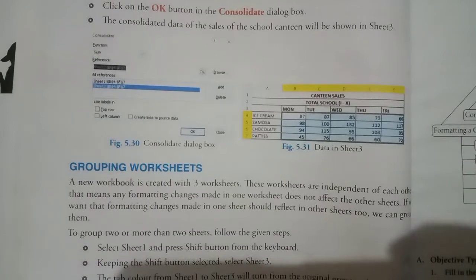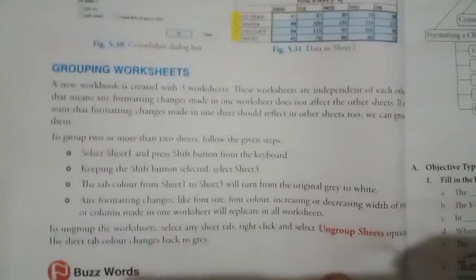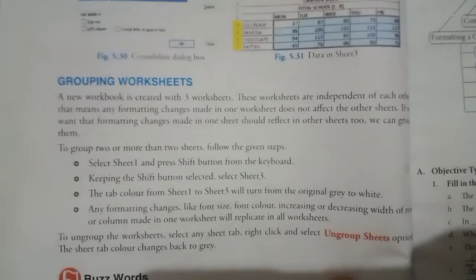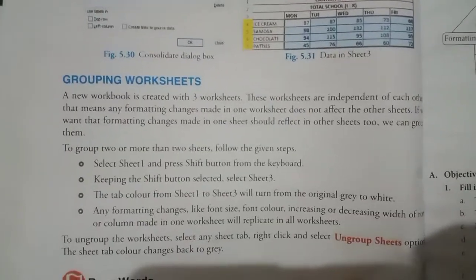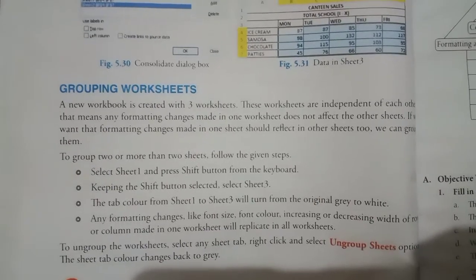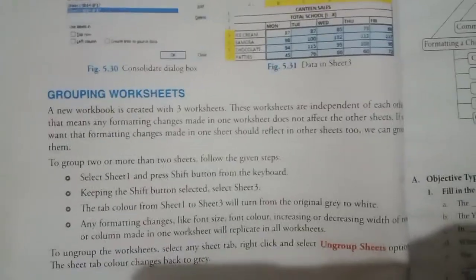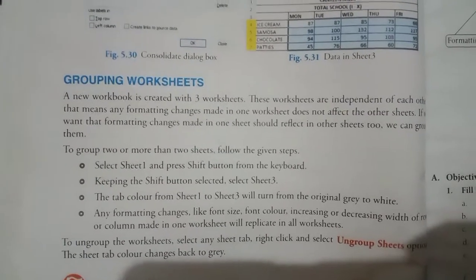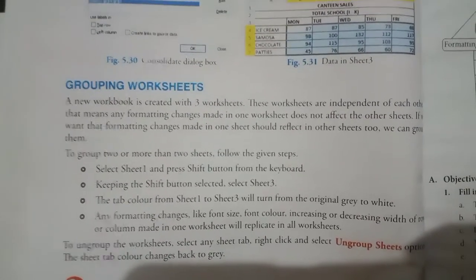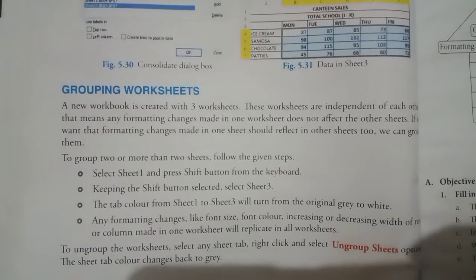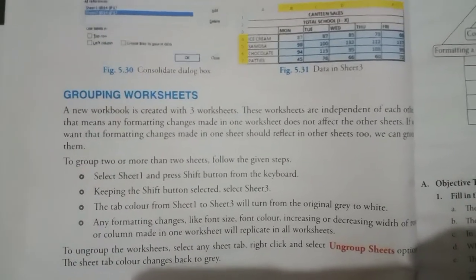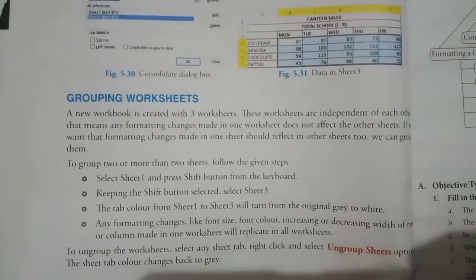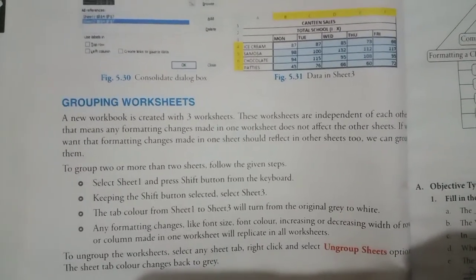This one is an example. Grouping a worksheet. We are going to group worksheets also, because we are making the data in different worksheets. So now, after making data in different sheets, we group them. So how can we do that? A new workbook is created with 3 worksheets. In a new workbook, 3 worksheets are there. These worksheets are independent of each other.